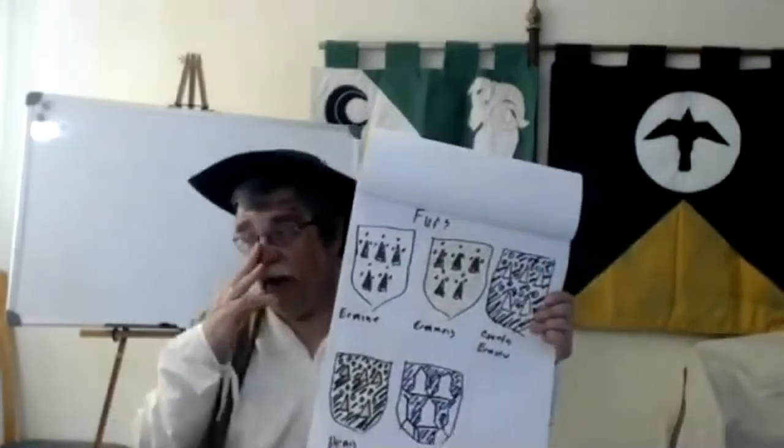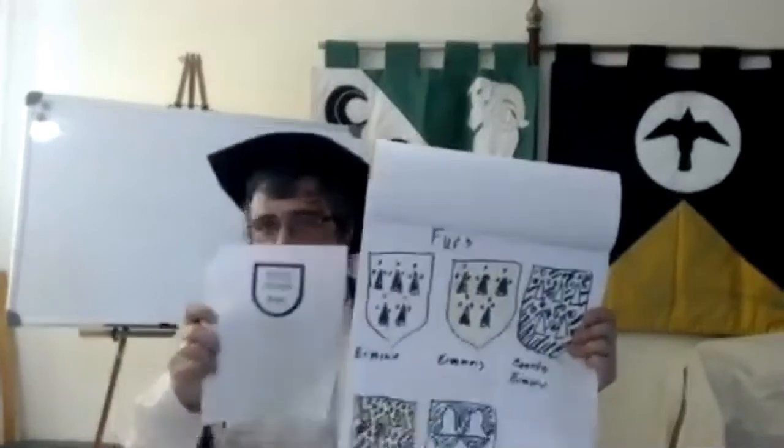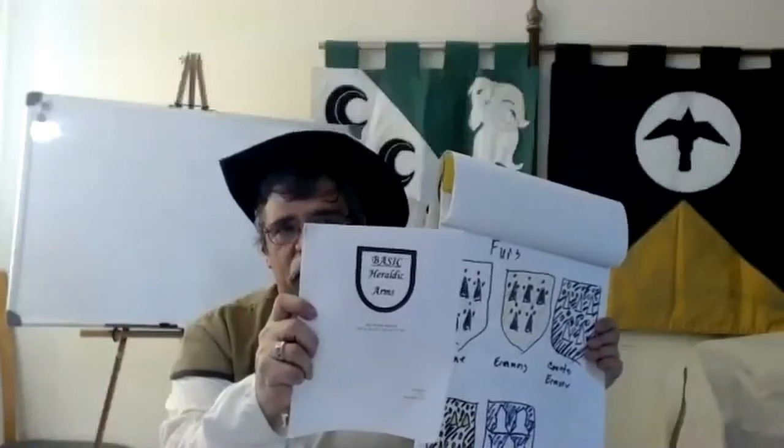Oh, by the way, I forgot to mention something earlier. This talk is based on a talk that I've done at RUM a number of times. I do have the handout for this available. I can email it to you. It's also available on the SCA Herald's website, and actually parts of this are available in the New Kingdom Pursuivants Handbook. So this is pretty well established. If you're interested in having the handout though, please let me know and I can email it to you, and that shouldn't be a problem.